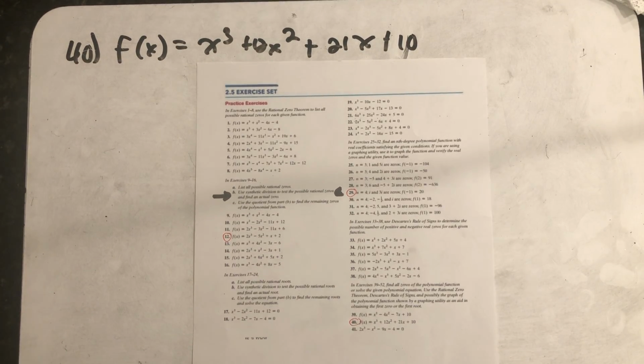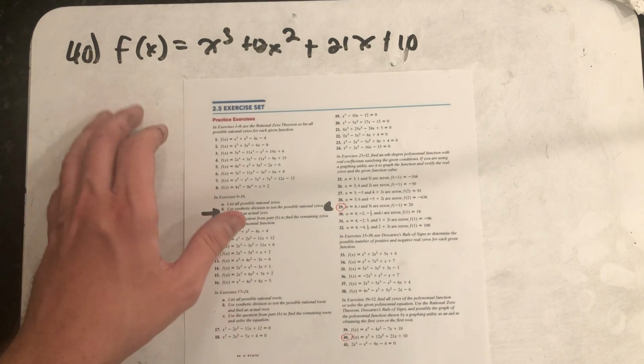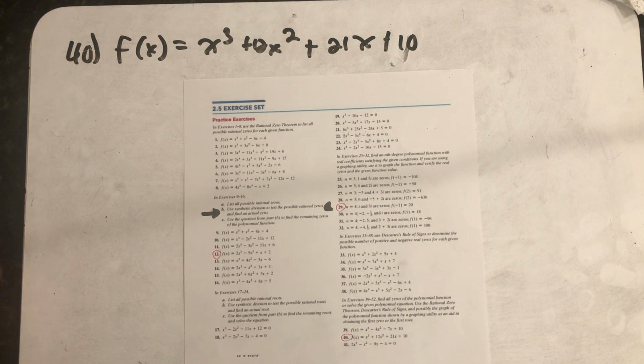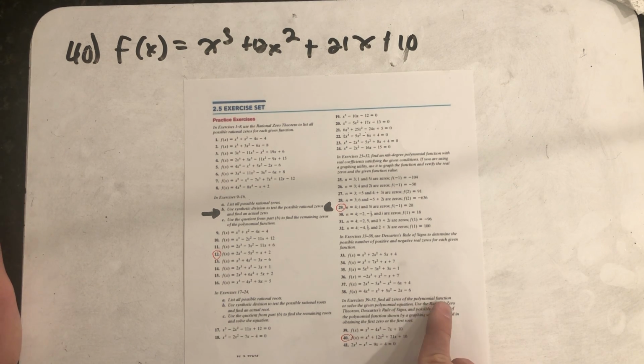One more problem to do for this week coming out of section 2.5 in the textbook. We're given the polynomial f of x equals x cubed plus 12x squared plus 21x plus 10. And we're told to find all the zeros of the polynomial function, and then your author gives us just this very long list of things we could do.